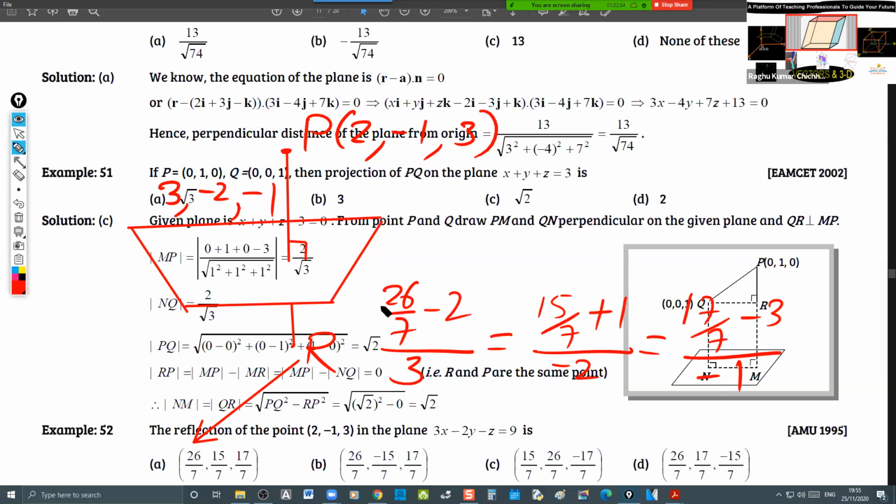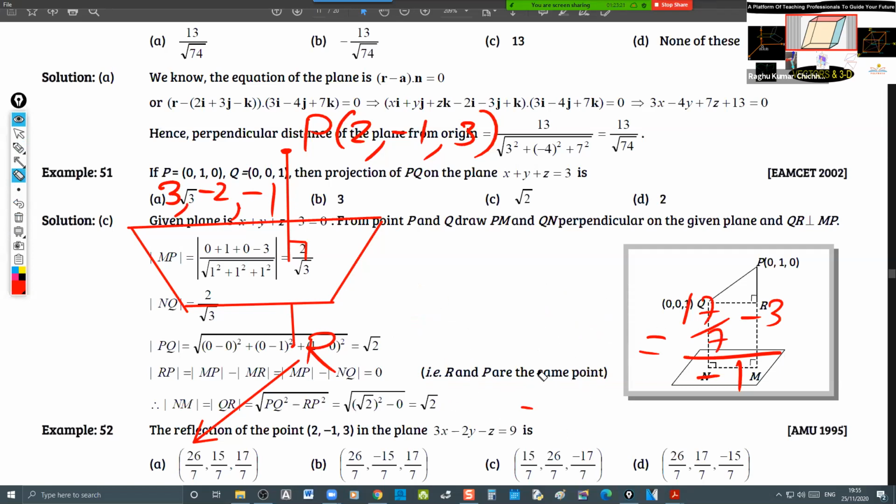Let me check. This is 26 minus 14, 12 by 3, 4. Okay, that's good. And coming to this, 22 by minus 2. No, it is not equal. So that is a wrong one. A is not correct. Let us check for B now.